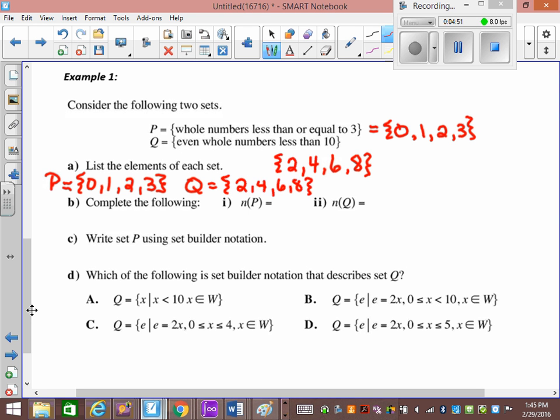So complete the following. N of P. N of P just means how many elements are in P, which means how many different numbers or different elements are in P. 1, 2, 3, 4. There's 4 different elements in P. The number of elements in Q. 1, 2, 3, 4. There's 4 different elements in Q. So that little n just means how many elements there are.